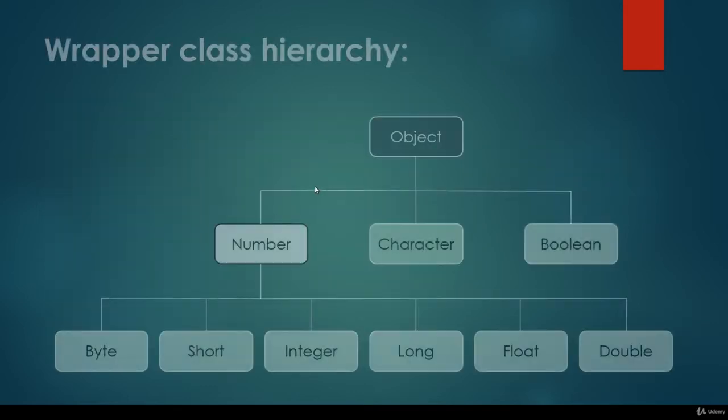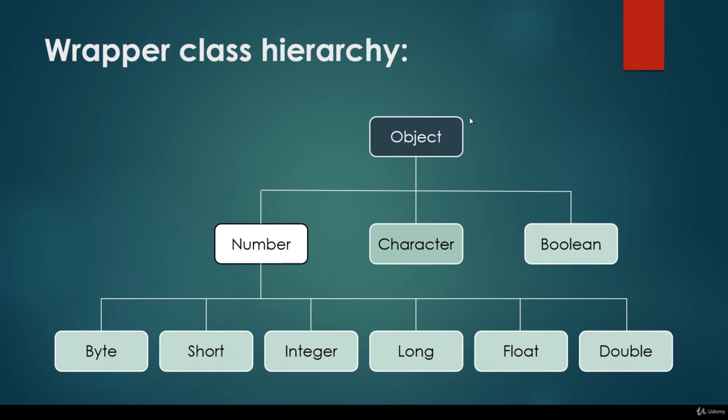So if we take a look at the wrapper class hierarchy, we can see that Object is the parent. Then we have Character and Boolean that are objects. We have Number that's an object as well, and Byte, Short, Integer, Long, Float, and Double are numbers. So this is the wrapper class hierarchy.